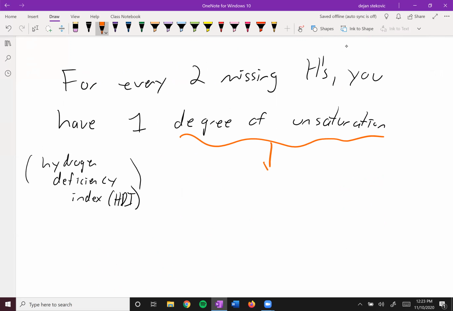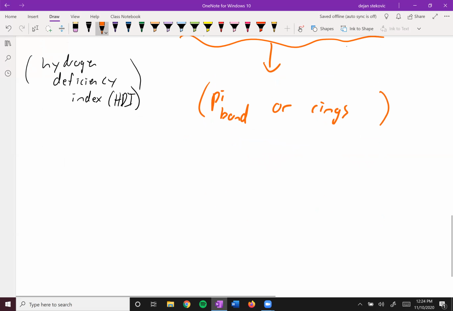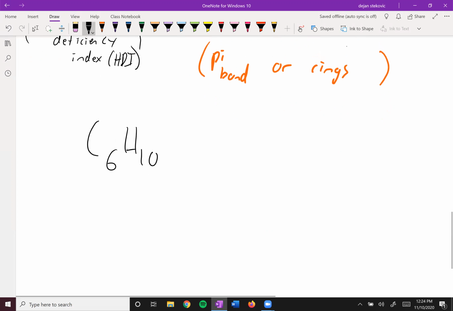And so a degree of unsaturation is something that removes 2 hydrogens. And so this can either be a pi bond. Think about if you have an alkene versus an alkane, we eliminate 2 hydrogens. Or rings, right? Any sort of cyclic structure will also eliminate 2 hydrogens. So for example, if we have C6H10, our rule says it should be C6, and then 2 times 6 is 12, plus 2 is 14. And so what we're missing is 2 pairs of hydrogens, so there are 2 degrees of unsaturation.